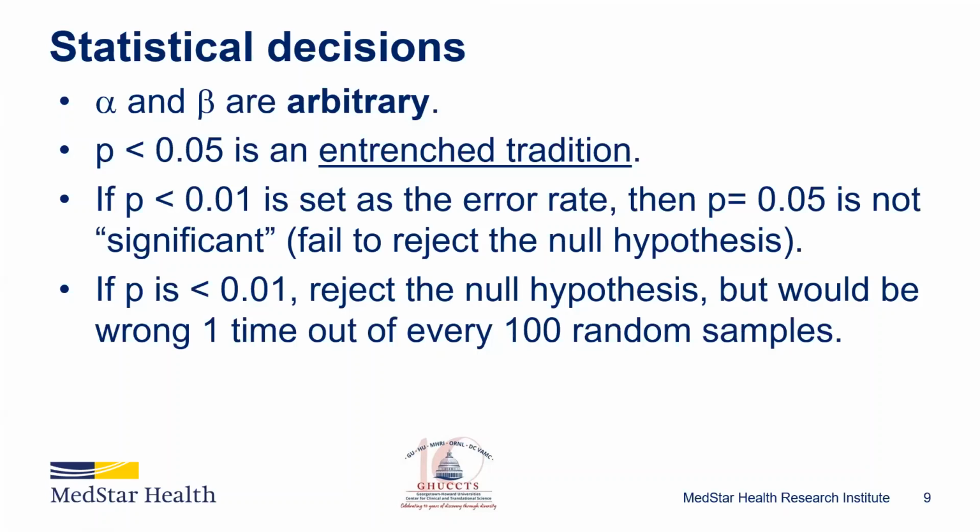And so 0.05 doesn't mean that it's necessarily important or meaningful. It just determines what we call statistical significance. And so if the p-value is set at 0.01 and we get a p-value that's less than that, then we reject the null hypothesis. But that means that we would be making a wrong decision 1 out of every 100 random samples.